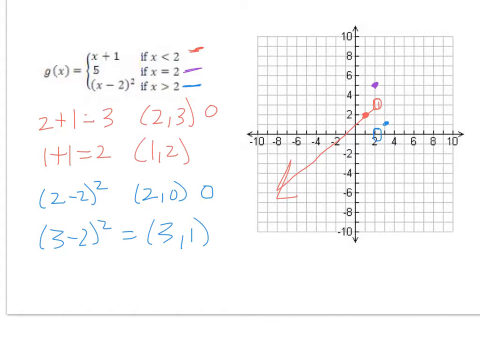And again, this is a u, so it might be helpful to plug more than 1 point in, because I know it's a u because it's squared. So if I plug 4 into my equation, 4 minus 2 is 2, 2 squared is 4, so 4, 4.